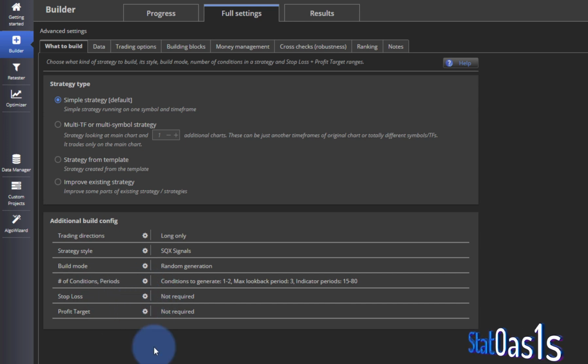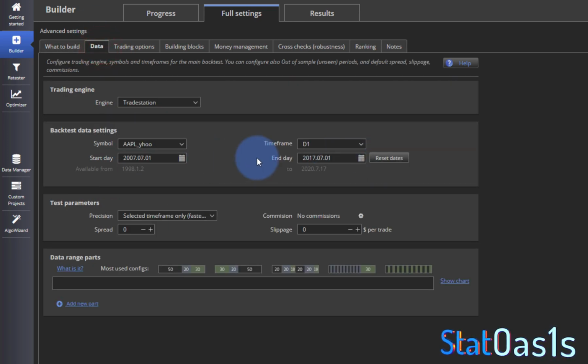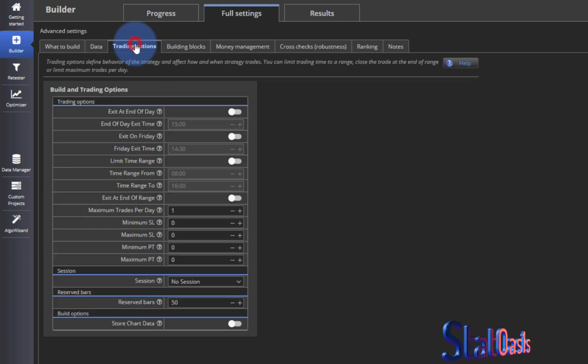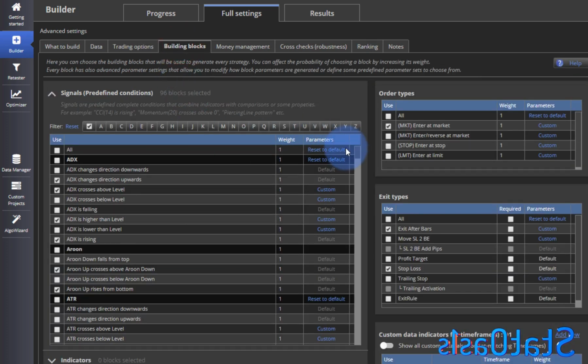This is very important. Data, I just picked the date from 2007 to 2017, that's 10 years. Trading options, I only allowed one trade per day. Building blocks I didn't touch, or maybe I did. Basically, I just want market orders, no stop loss, and only exit after number of bars. That's the only exit allowed. I don't care what's picked here.